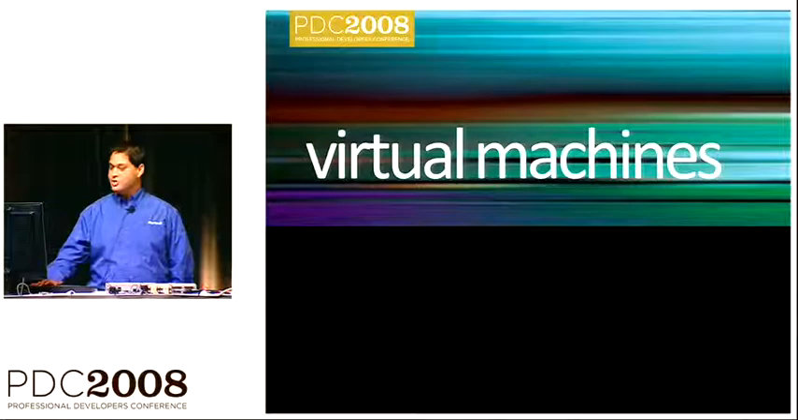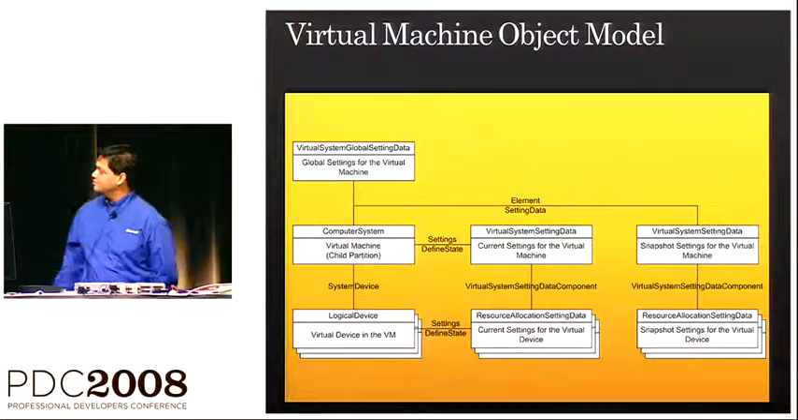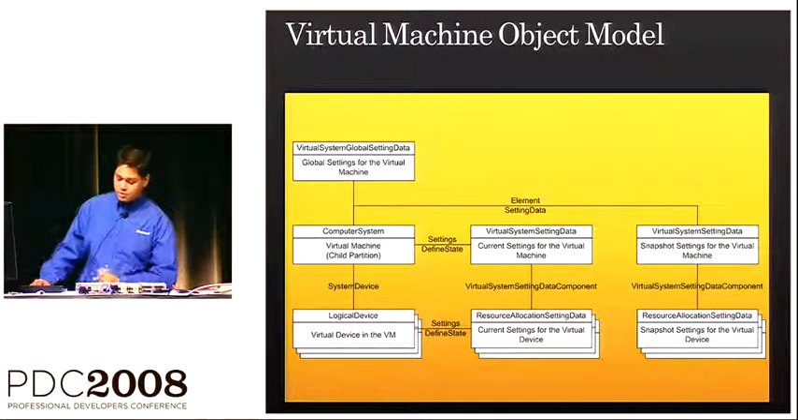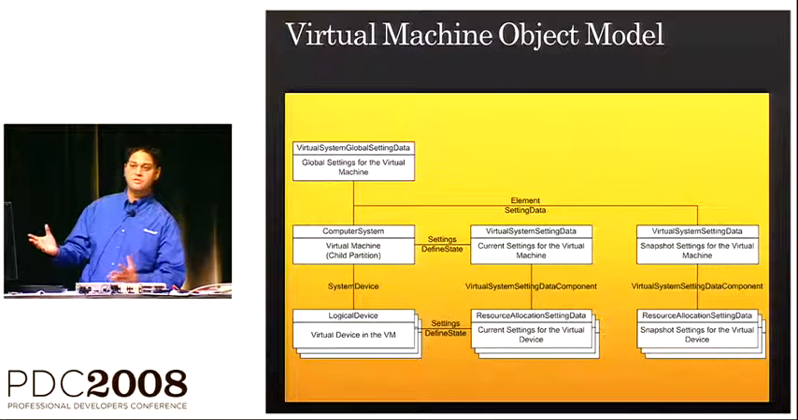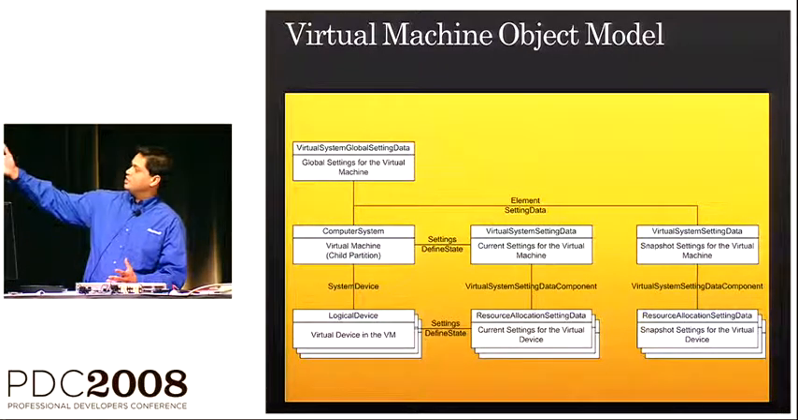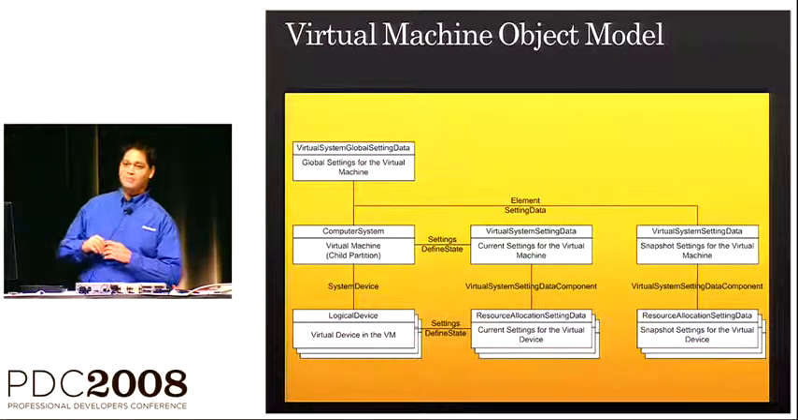So let's talk about virtual machines and the object model surrounding that. Here's kind of a big verbose picture. Before we go on into the specifics here, a couple of things just about the diagrams that you'll see throughout this model. You'll see actually that I've got all these boxes and a bunch of lines connecting them.